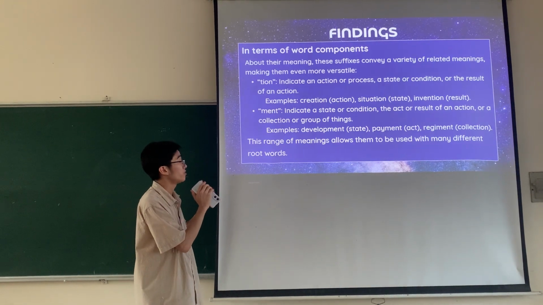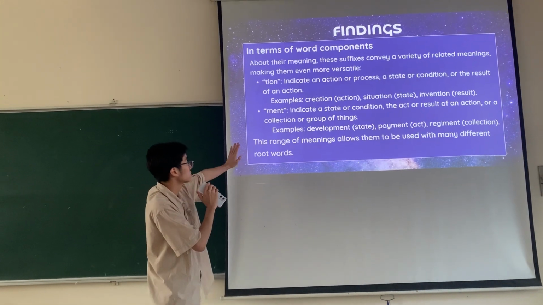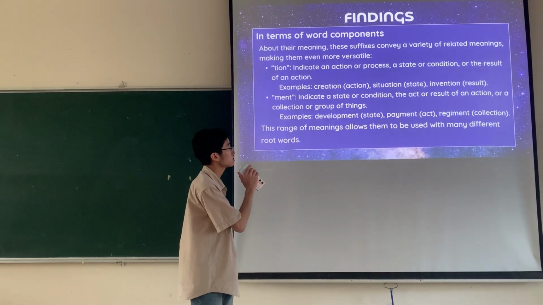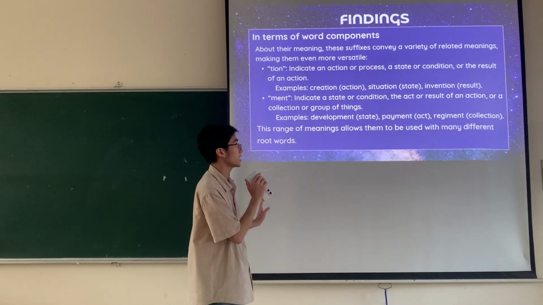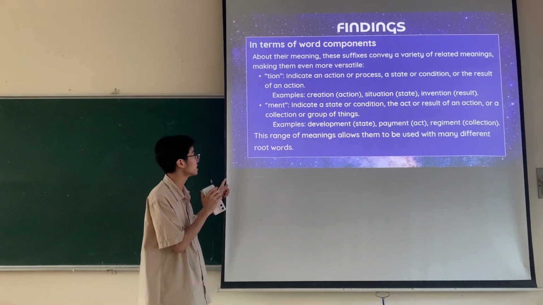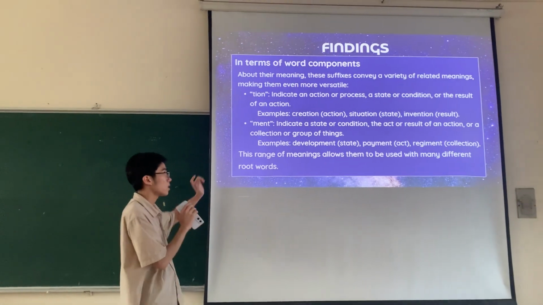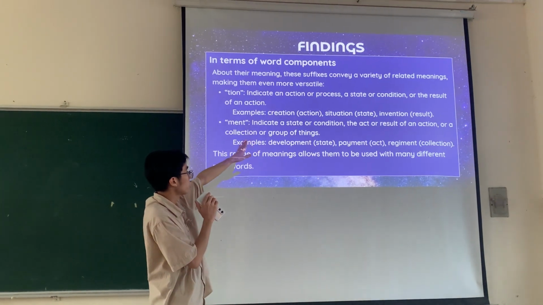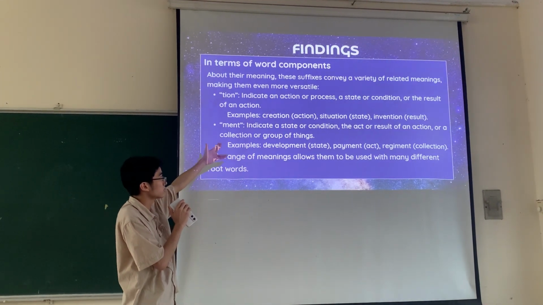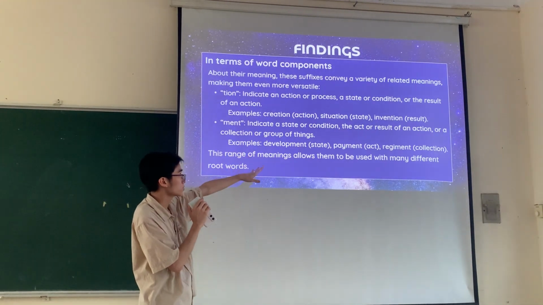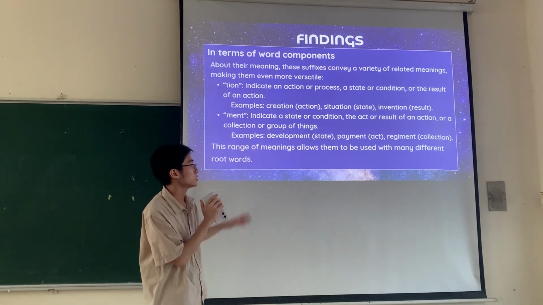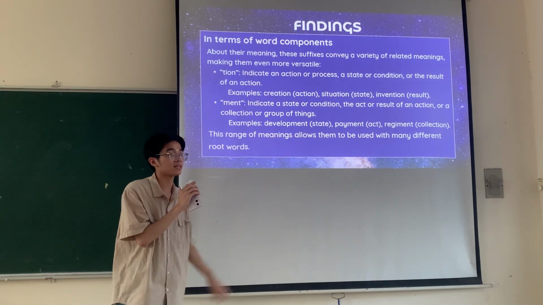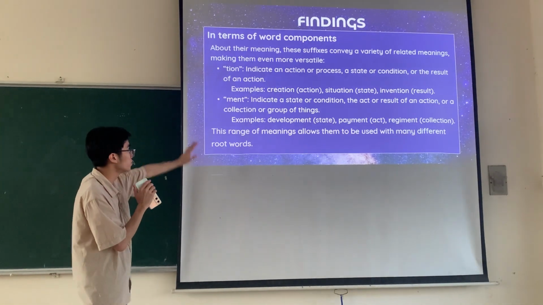We move to the meanings of these suffixes. The suffix sion indicates an action or a process or state or condition, or the result of an action. For example, creation is an action, as a noun, and this describes the action. And next we have situation, which describes a state, and invention, which has the meaning of a result.